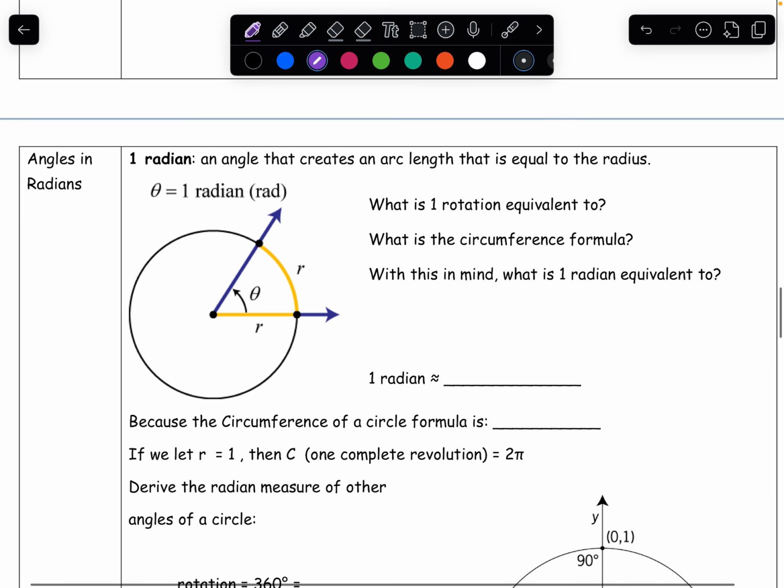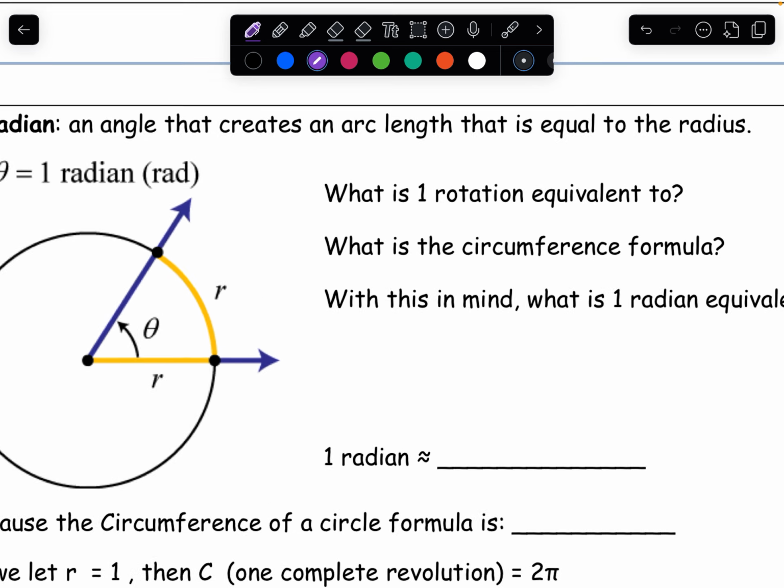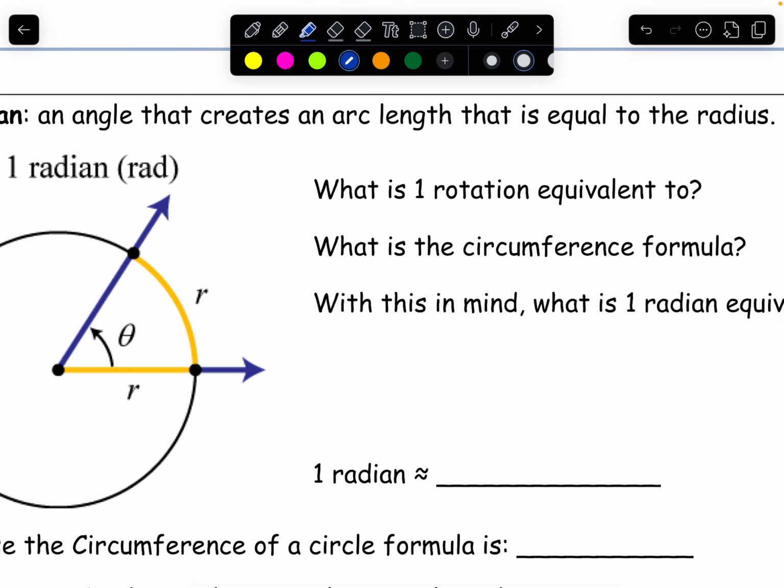What we're going to do now is go into angles in radians. So 1 radian is an angle that creates an arc length that is equal to the radius. So this radius is going to be the same as our arc length, which is technically the same as this radius. It creates this pie slice.